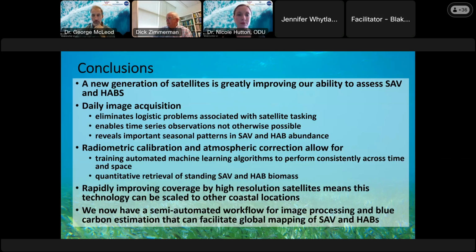And I think that's it. Oh, and we now have a semi-automated workflow for image processing and blue carbon estimation that can facilitate this mapping. And we've provided a couple of workshops for people to actually be trained in this technology if you're interested in it. And that's it.